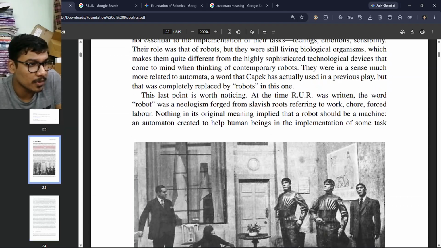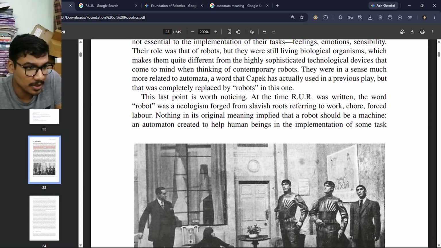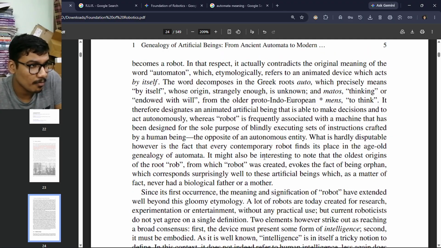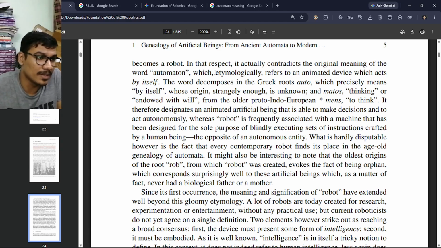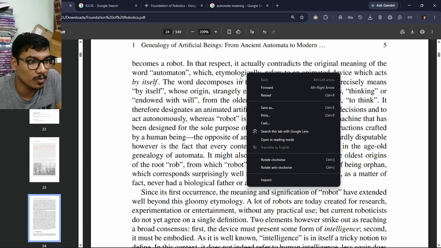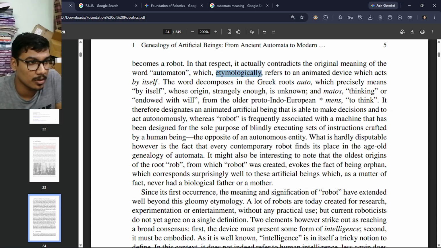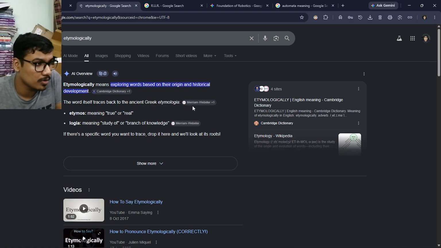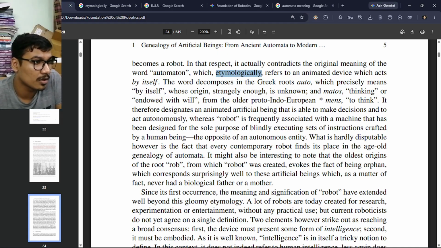So what was the last line? Implementation of some task becomes a robot. In that respect, it actually contradicts the original meaning of the word automata. Etymologically, what does that mean? Let me search for that word. Exploring words based on the original history: it refers to an animated device which acts by itself.